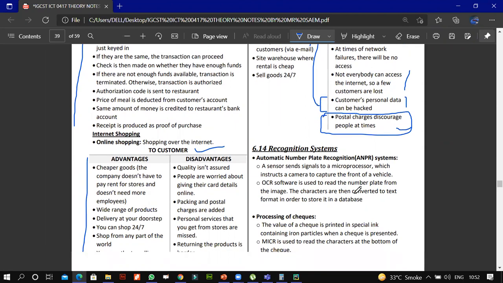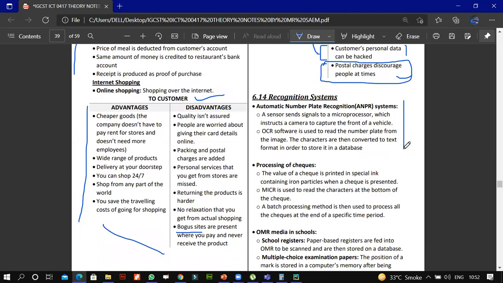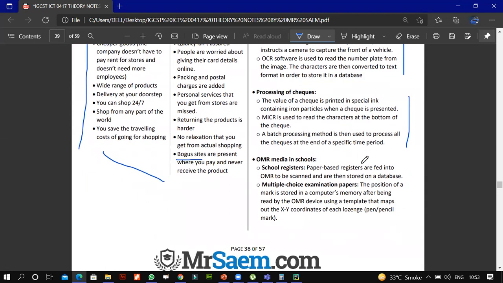So you have recognition systems. Obviously, like we have automatic number plate recognition. You can recognize the number plate, and it can directly compare it with its database and save it. Processing of cheques: at the bottom of the cheque, you have magnetic ink characters that can be read by a magnetic ink character reader. They can be read and processed through batch processing.